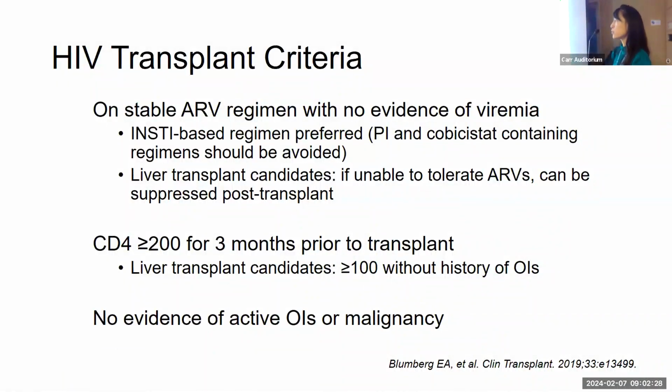We also want their CD4 count to be over 200 for 3 months prior to transplant. For liver transplant candidates, again, in the setting of cirrhosis, there can be splenic sequestration and whatnot. The cutoff is actually 100 without a history of OIs. And then, of course, you don't want patients to have any active OIs or malignancy. And our patient actually met all of these criteria.